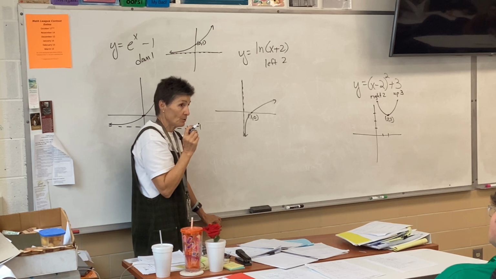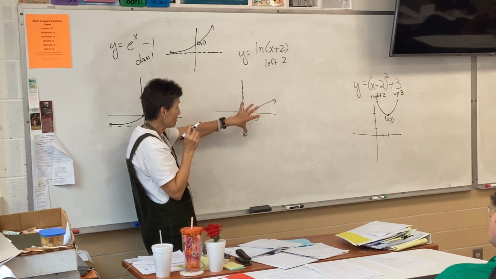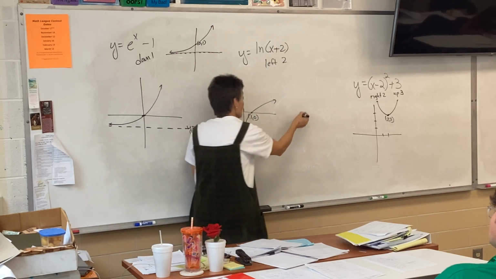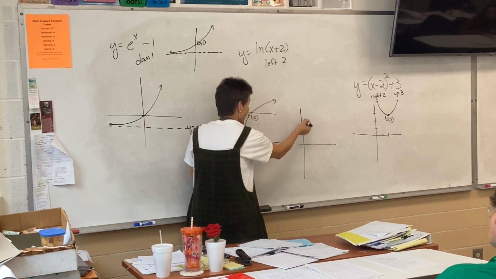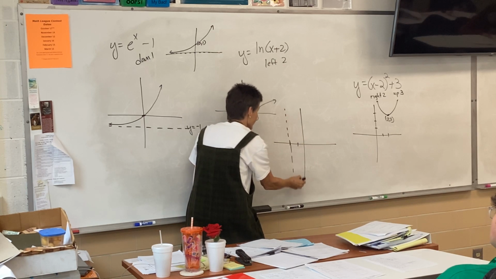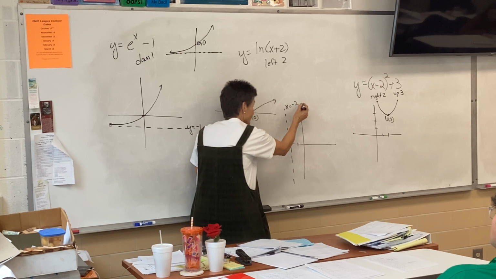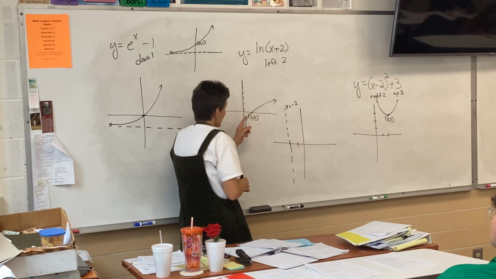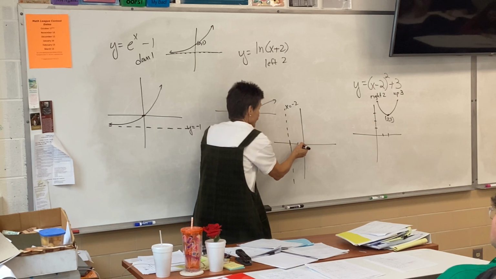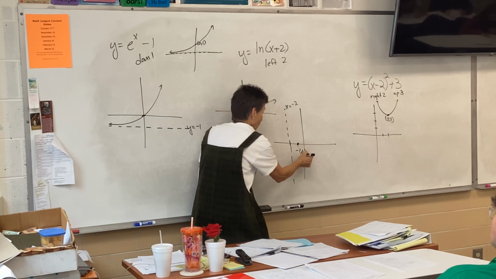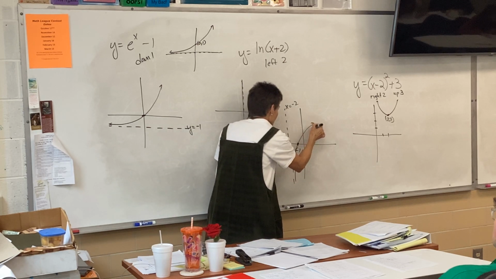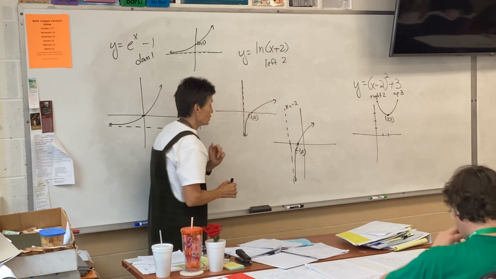Now what are you doing to it? You're taking every part of that picture and you're backing it up 2. So your asymptote, which was here, is now gonna back up 2, so now it's right here at -2. The dot, which was at 1, it's getting backed up 2, so now it's at -1. And then there's your shape. Didn't change the shape, just changed its location.